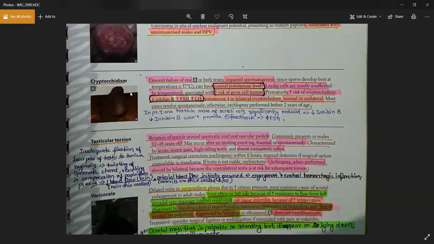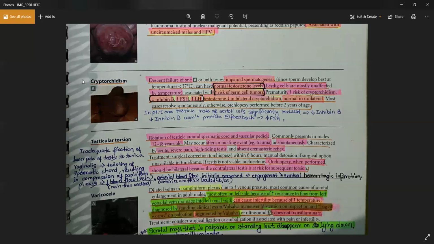Then you have cryptorchidism, which is basically the failure of descent of the testis. When the testis does not descend properly from the abdomen into the scrotal sac, you will call it cryptorchidism. Now, why do the testis need to reach the scrotal sac? For spermatogenesis, a low temperature is needed, because the scrotal sac provides a temperature which is lower than the body temperature. This low temperature is required for the proper functioning of the Sertoli cells. I told you that Sertoli cells are very temperature sensitive.